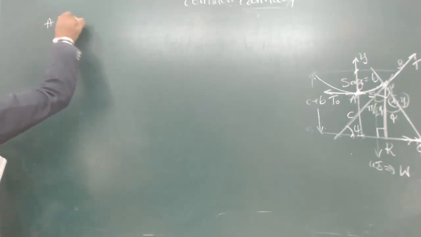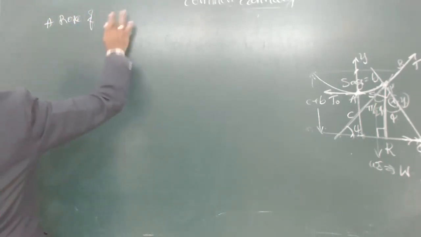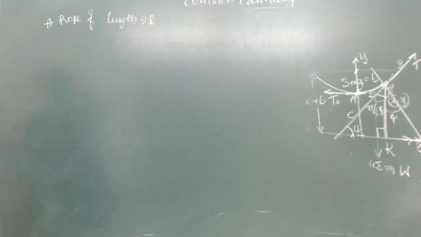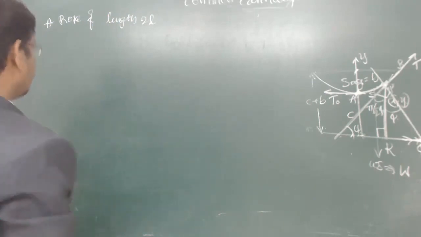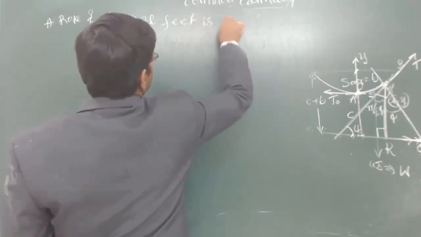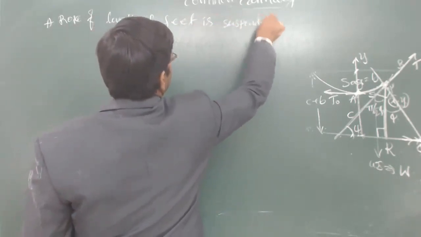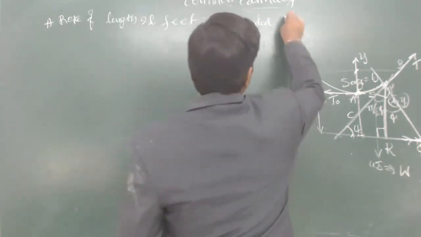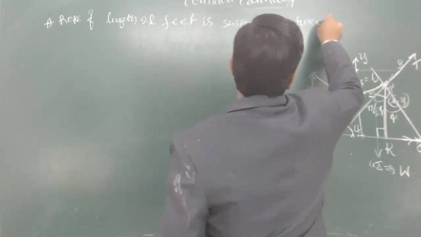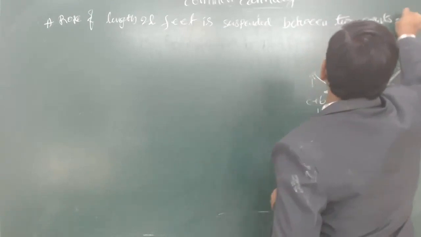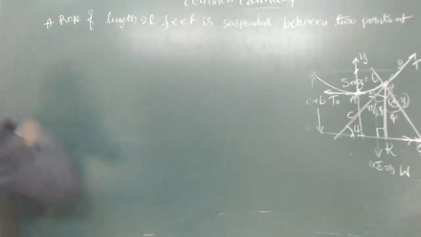A rope of length 2L, 2L feet, is suspended between 2 points at the same level.